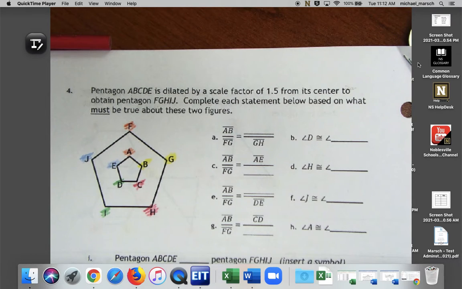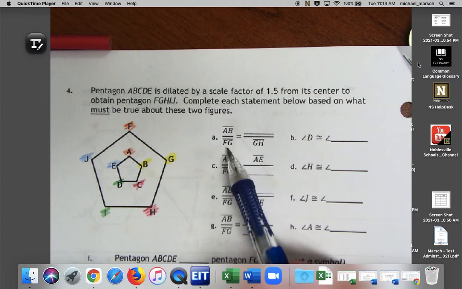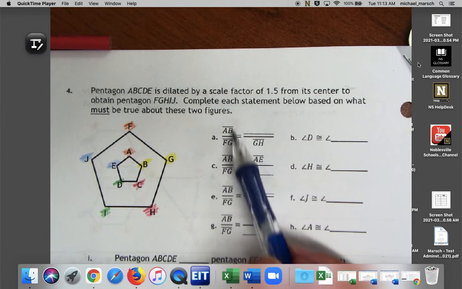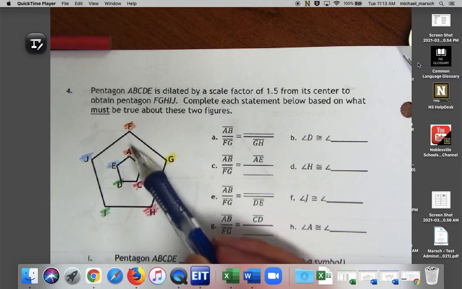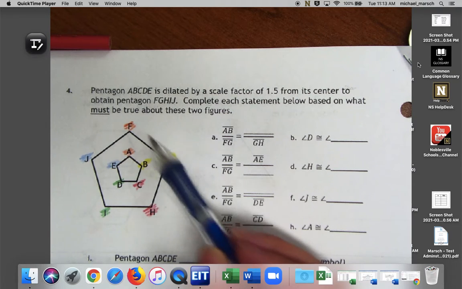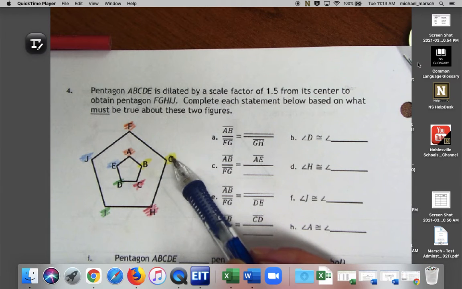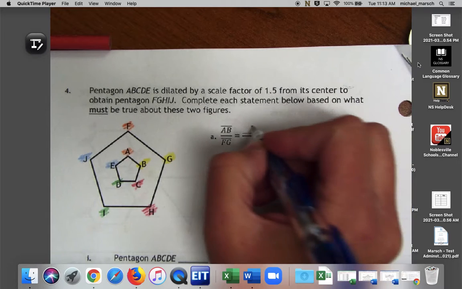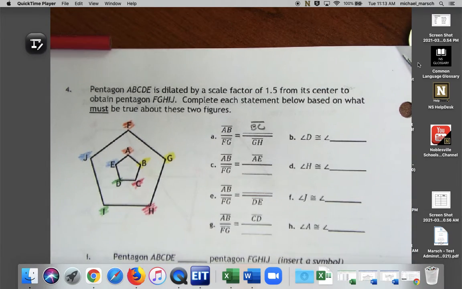So we can't use that congruent symbol. Instead, we're going to use a fraction to show that these are proportional, right? They're in the same place, but they're just not the same size. So if AB is proportional to FG, then what is proportional to GH? BC. Good.